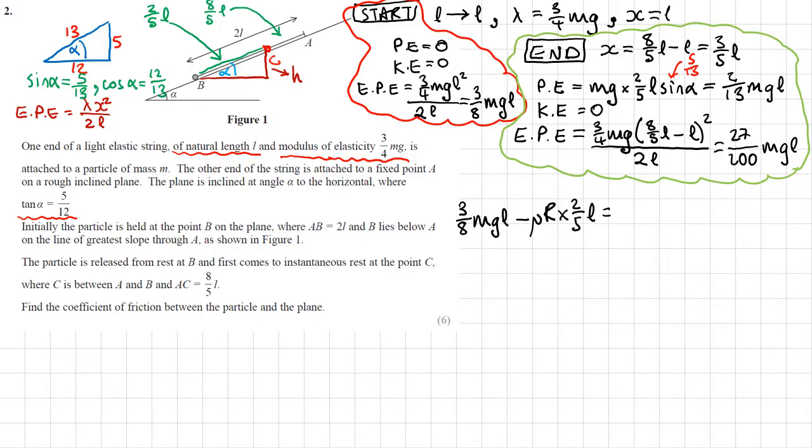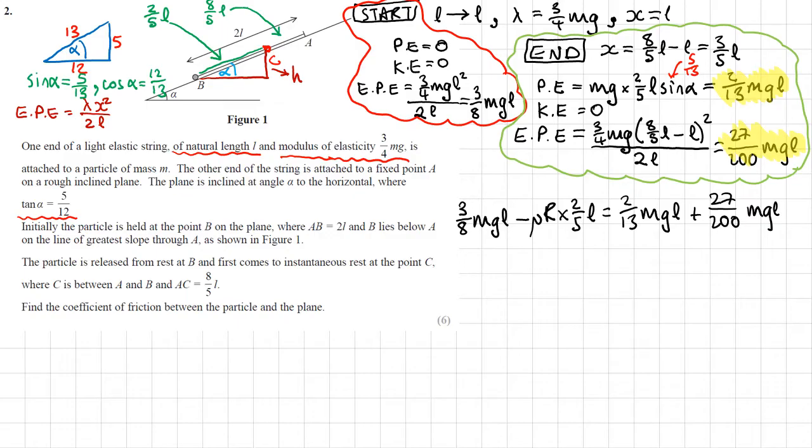Now the total energy that we have at the end, unlike the energy that we had at the start, is made up of two parts: potential energy and elastic potential energy. So that's going to be equal to 2/13 mgL plus 27/200 mgL.